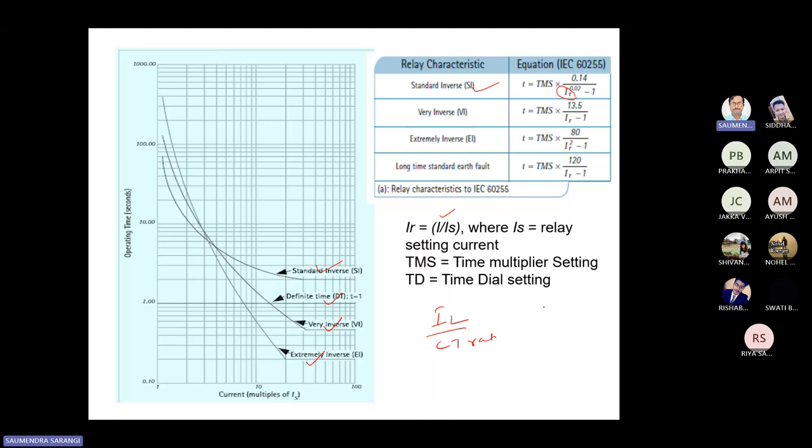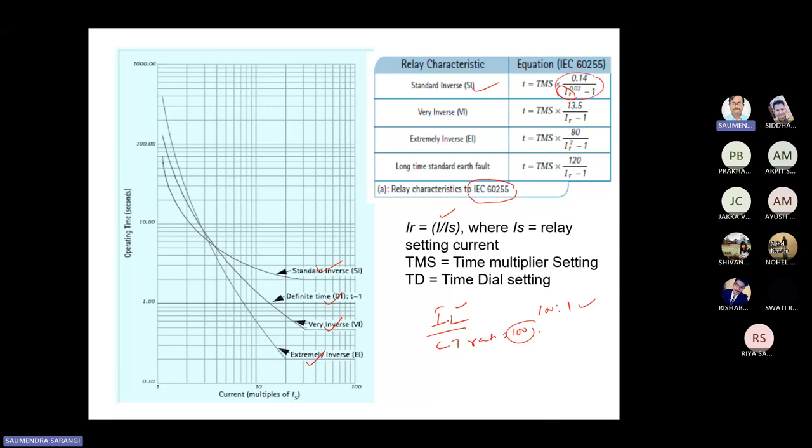Already we know that if the normal load current is, suppose, 100 ampere, the secondary side relay current will be 1 ampere. So the CT ratio will be 100 by 1, that is equal to 100. Once you know the load current, you have to set the CTs accordingly so that the secondary side current will be either 1 ampere or 2 ampere. These are the relay characteristics according to the standard IEC 60255, so we are using this characteristic.